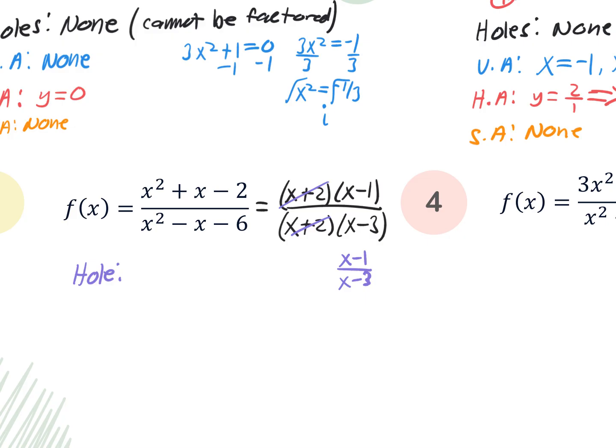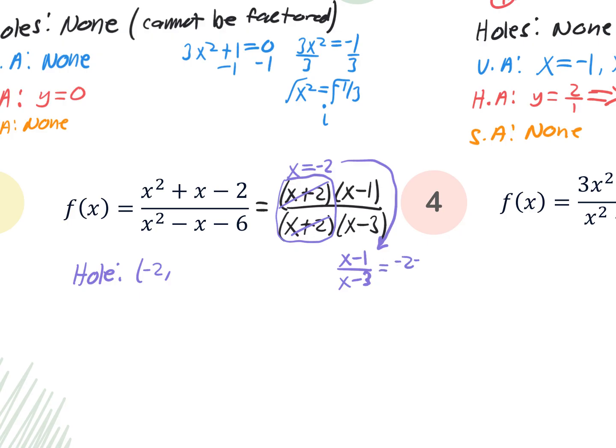And the value that canceled out is x equals negative 2, right? If I set this factor, the one that canceled out, equal to 0, you get negative 2. So I know I'm for sure going to have a hole at an ordered pair of negative 2 comma something. To figure out what that something is, plug in negative 2 into the simplified expression.